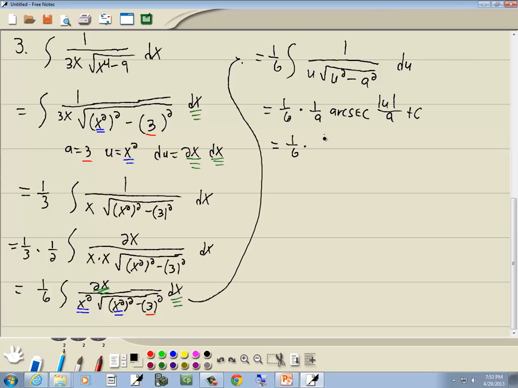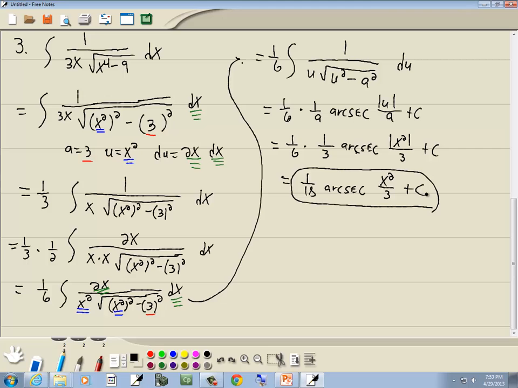Well, let's plug things in. A we said was 3, and u was x squared, so we got the absolute value of x squared over a, which is 3, plus c. Well, that gives us 1/18 arc secant. Now think what x squared does. When you square something, it automatically becomes positive. If you had -2 squared, it gives you a positive 4. If you have a 2 squared, it gives you a positive 4. So the absolute value bars aren't necessary there. So this becomes x squared over 3 plus c.